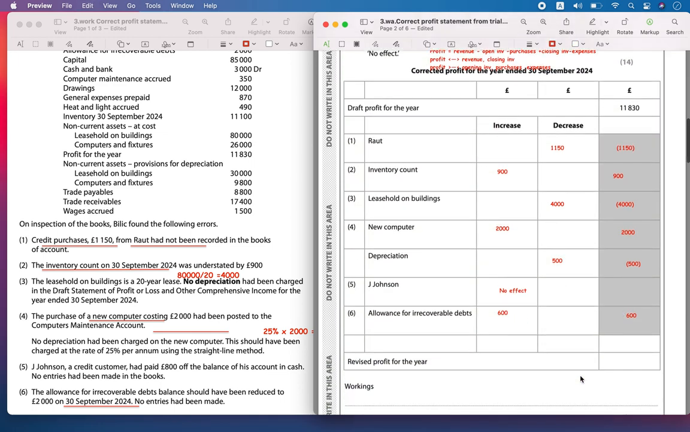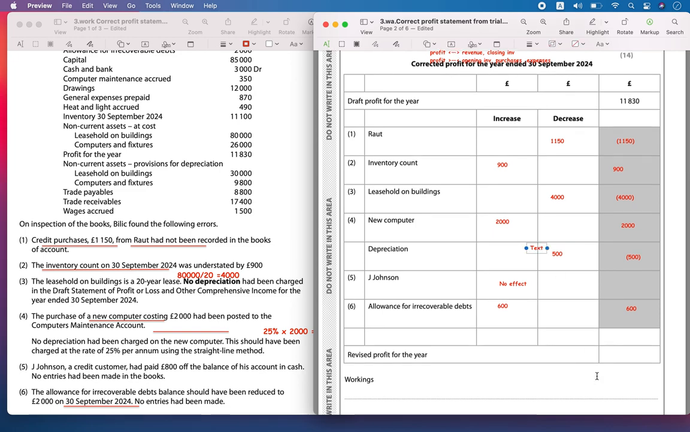So if you add up, okay, the profit is going to be equal to 9680. Okay, so the revised profit is going to be this much.